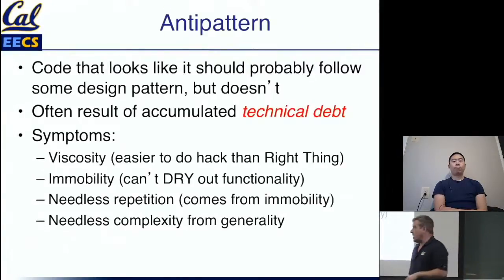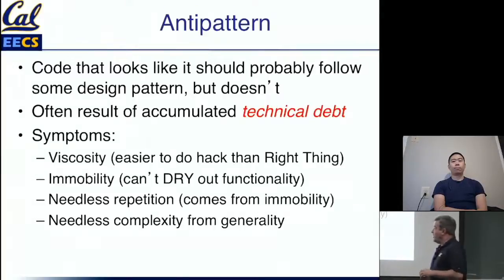And needless complexity. So you start out designing something, and you're designing not only for the case you're solving now, but for some future case which may or may never occur, and that adds complexity that you may or may not ever use. So those are just a few of the symptoms that are a tip-off that maybe your code is not heading in the direction it should be.